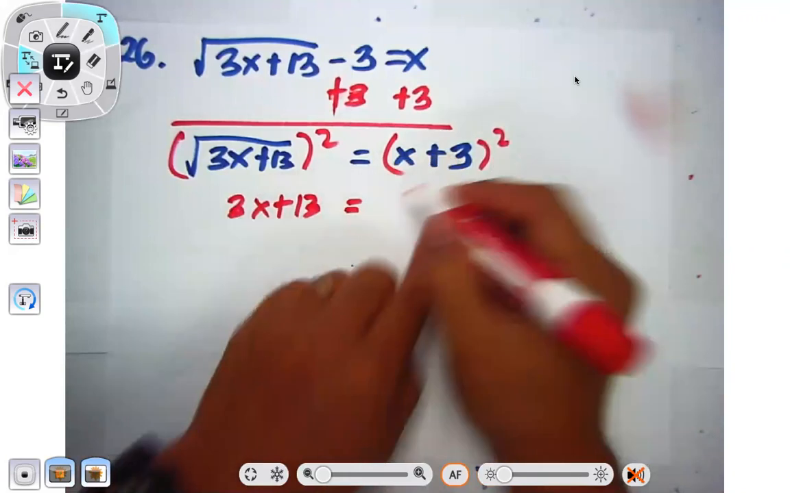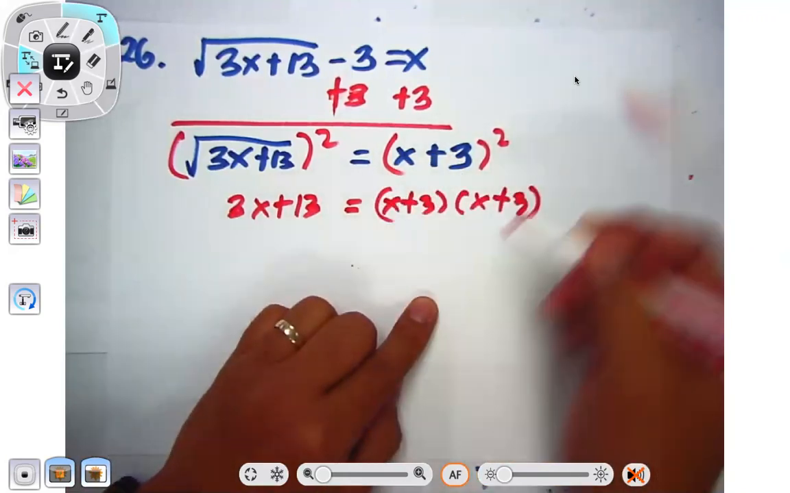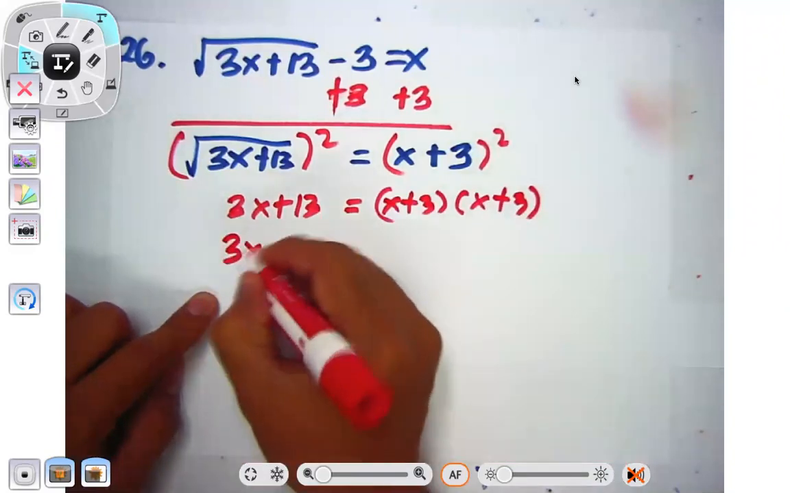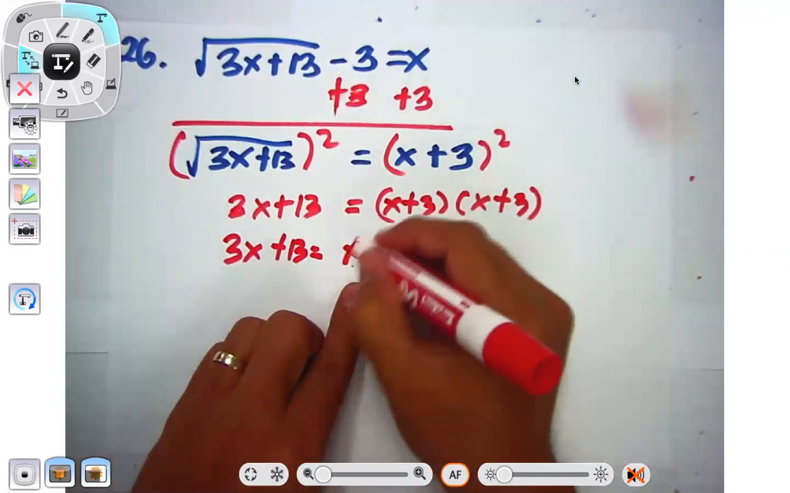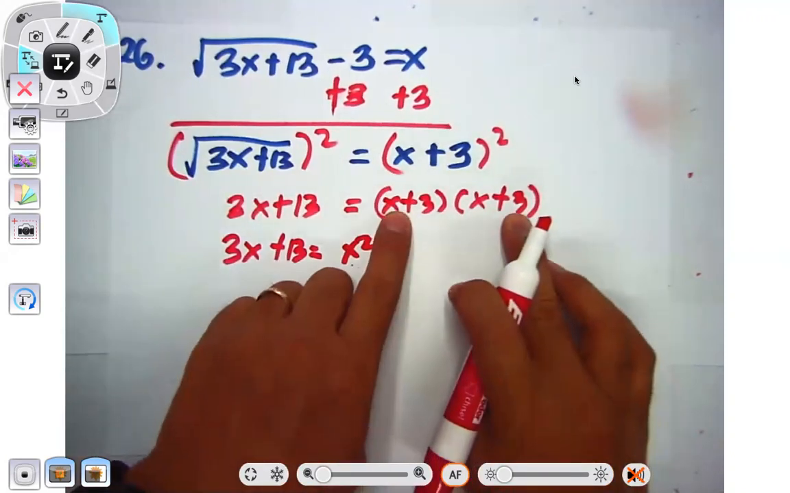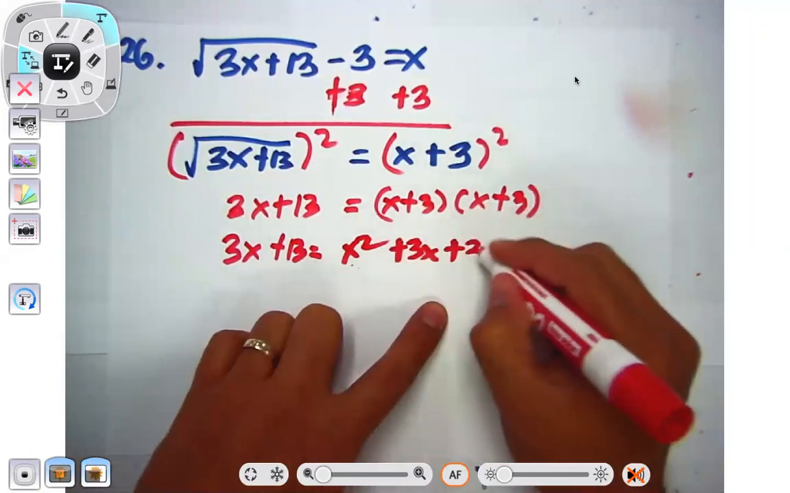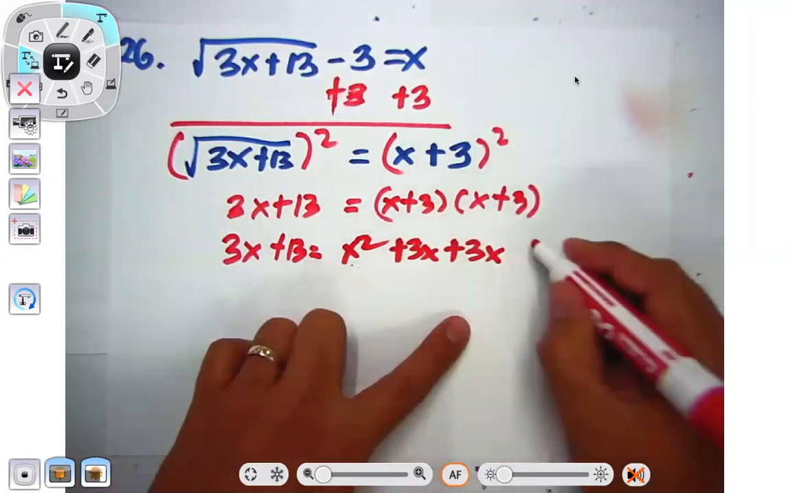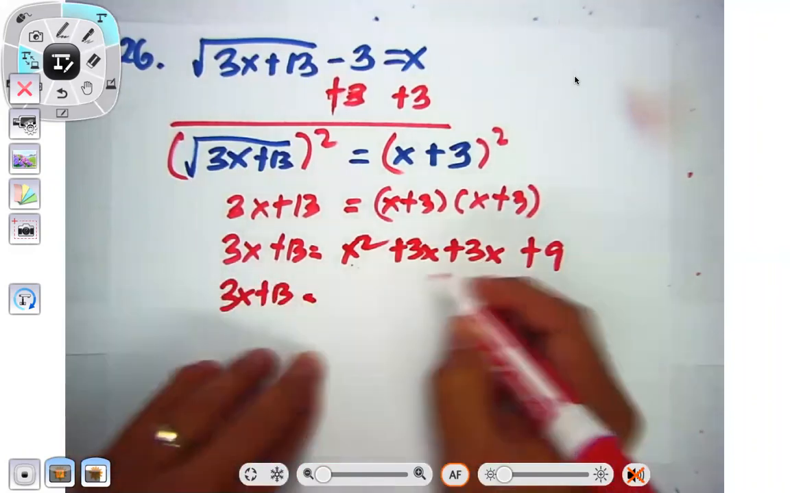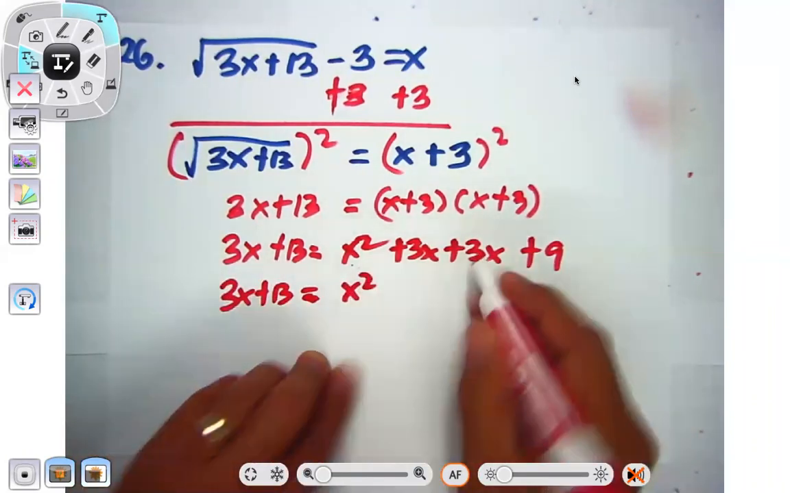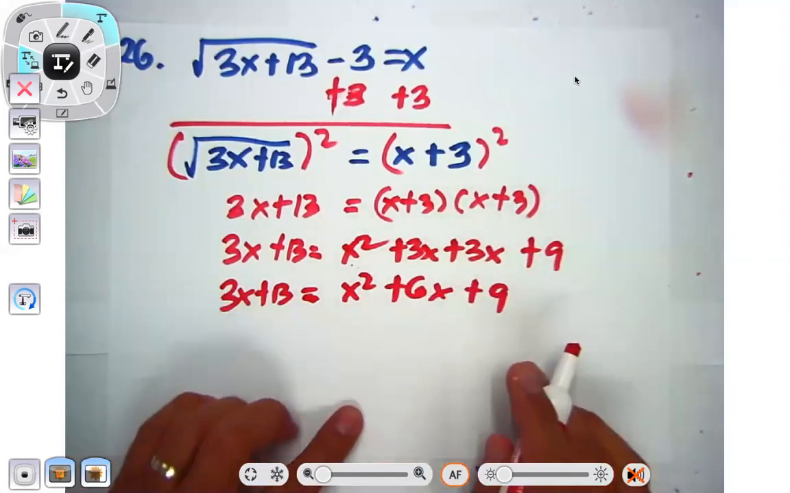So x plus 3 squared is x plus 3 times x plus 3. And by FOILing, we have x times x, outer x times 3, inner 3 times x, then last term 9. All right, simplify that. We have 3x plus 13 equals x squared, 3x plus 3x is 6x, plus 9.